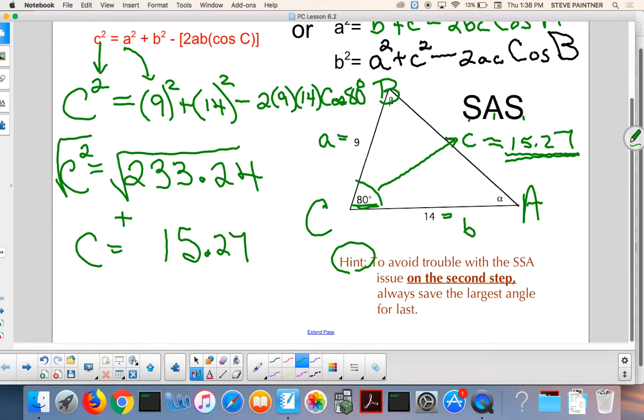But if we didn't know it, we would not be solving for C. C would be our last thing we do, because if there's a chance that this is a long side, that could be obtuse. Then the answer would be which one? This one or this one? Quadrant 2. It would be this one. See, we want to avoid that. So what you guys should do is always save the largest angle for last. And this is a bad problem because we already know it.